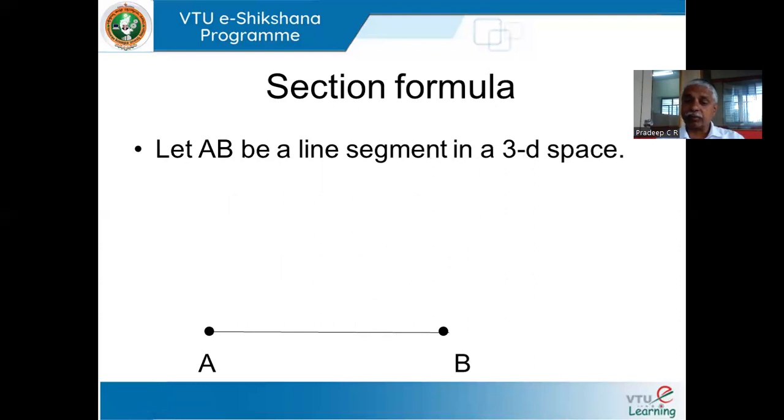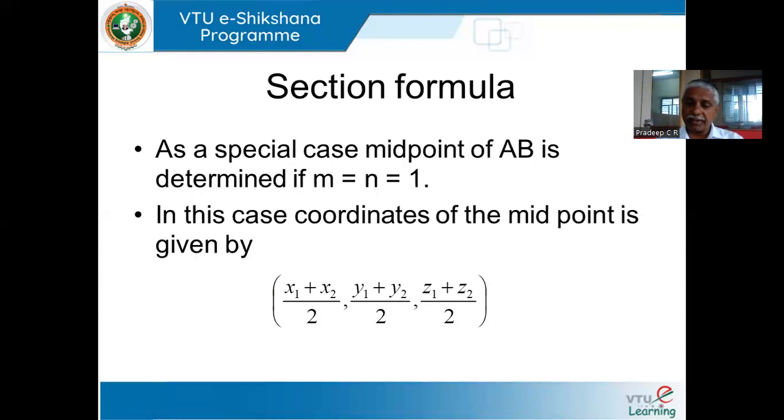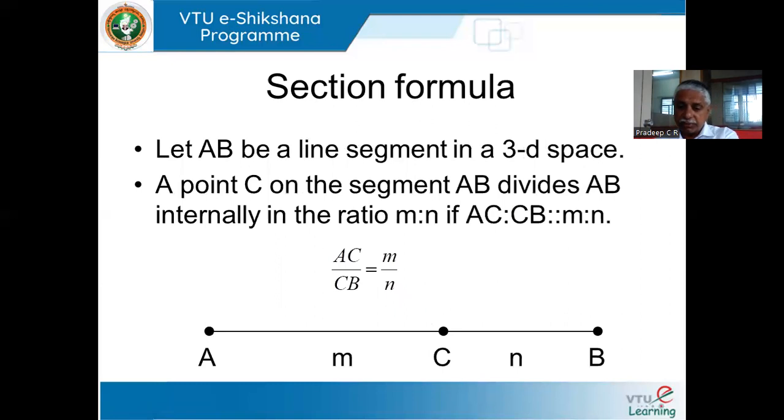There's one more section formula. You see here, in the first case, in the section formula, we drew the line AB and then picked a point C in the middle of A and B. Middle means between A and B. A and B are there. And then I picked a point C in between A and B and told you AC by BC must be equal to M by N.